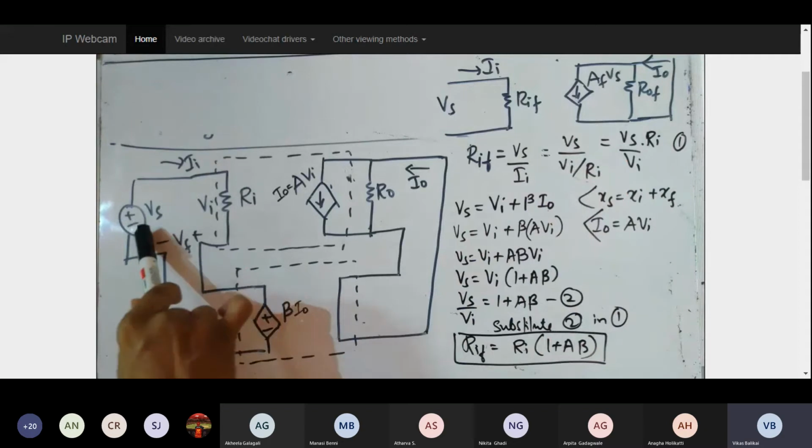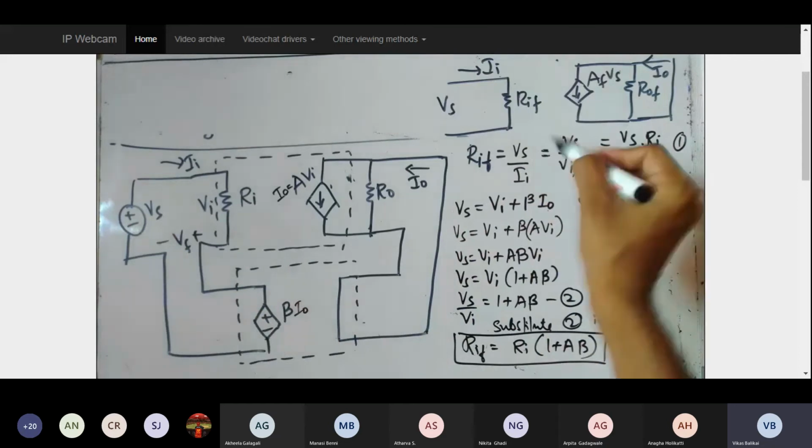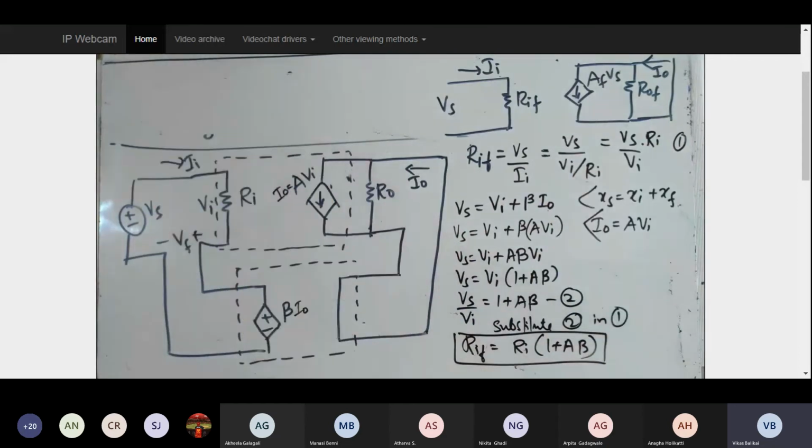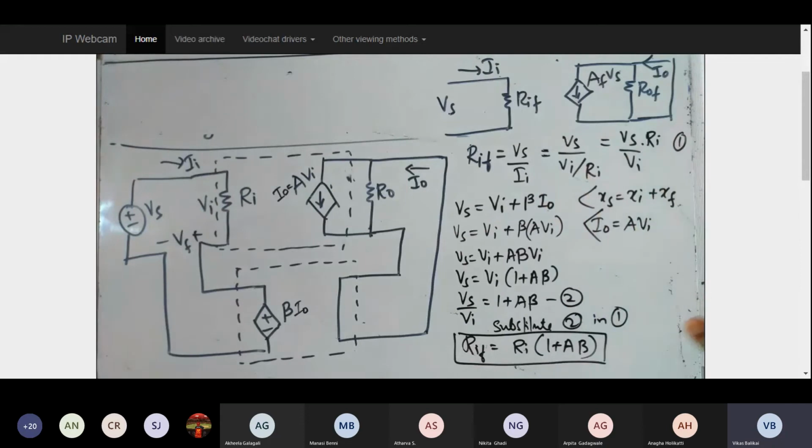But II is generated through my VS. Can I express that II in terms of two more voltages? That's what the next thing will be. So I can write II as VI upon RI and simplify it. This is what I obtain. So RIF is equal to VS upon VI times RI. Next, try to identify VS upon VI. Once I identify it, I will substitute that value here. Then I'm going to get RIF is equal to that entire value multiplied by RI.